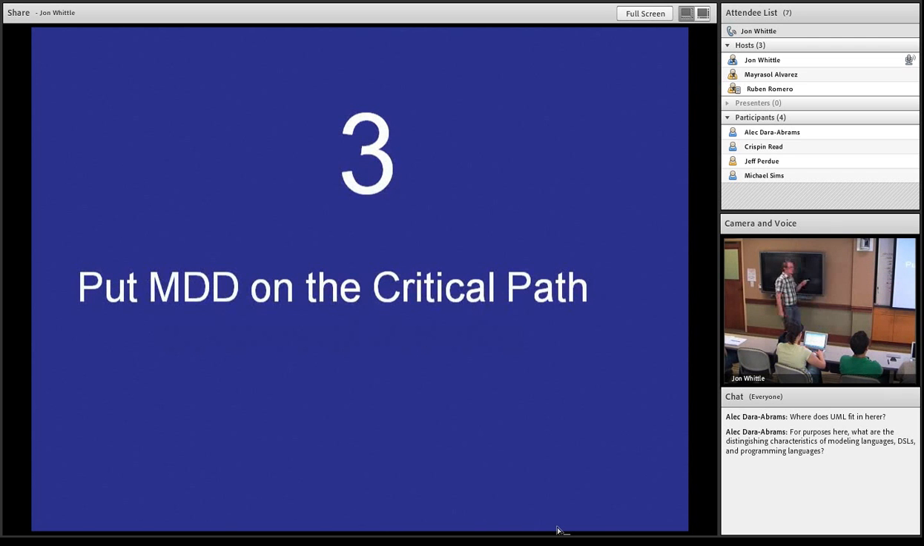Number three, an interesting one: put MDD on the critical path. So often, you introduce a new technology and the organization thinks, we don't really know if this is going to work, so we'll get a pilot together on the side and put a couple of people on it. They can try something, see if that works. Well, it won't work. It will fail, I guarantee it. What you should do is introduce it incrementally, not as a big bang, but on an application that is critical to the business, critical to the organization. Why? Because only then will you get the best people and the best resources to work on it, and only then will you have a chance of succeeding.